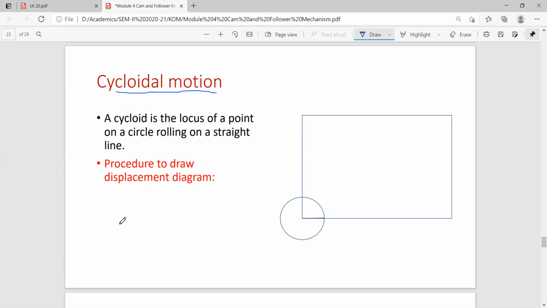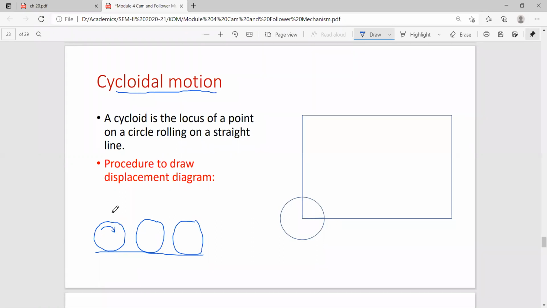So you can see that this circle is like this, and this circle is rolling on a straight line. So what will happen? After some time, this circle will have this position. Then after further, it will have this position. So you have to trace the position of any one point.